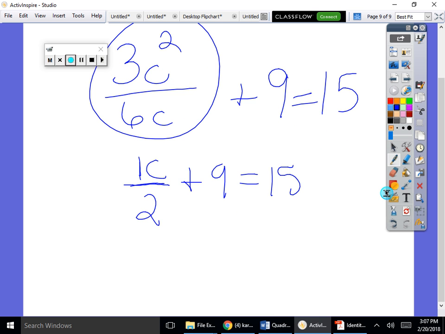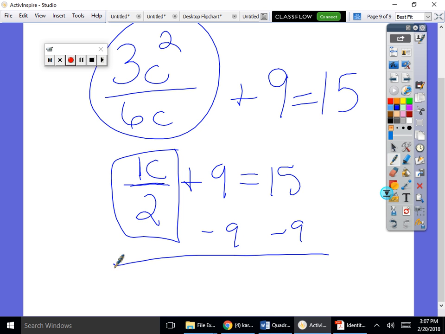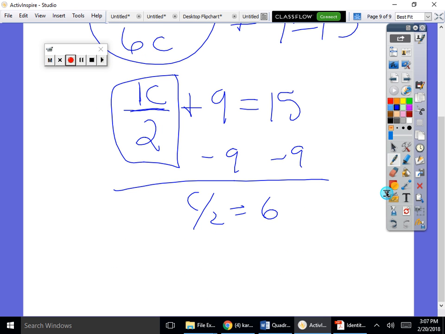Now it's just a 2-step equation, which you guys did a couple of minutes ago and you were awesome with, so help me out. Subtract 9. So c over 2 equals 6, because 1c is the same as c, right? Okay, now what do I do? Multiply both sides by 2, because this is division. The opposite of division is multiplication. Therefore, c is equal to 12.